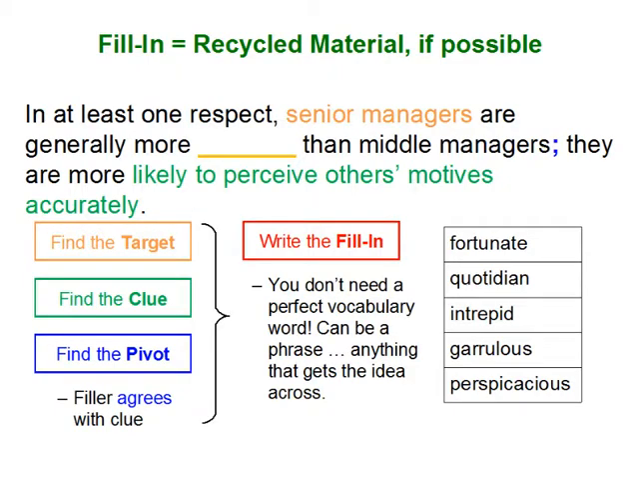Now, we could scratch our heads and think of what awesome vocabulary word means likely to perceive others' motives correctly. In fact, we could spend a lot of time scratching our chins and staring into space trying to come up with the best word for the blank. But what we need is a phrase. You don't even have to use a single word, just anything that gets the idea across, but not just any idea, this very specific idea of being likely to perceive others' motives accurately.